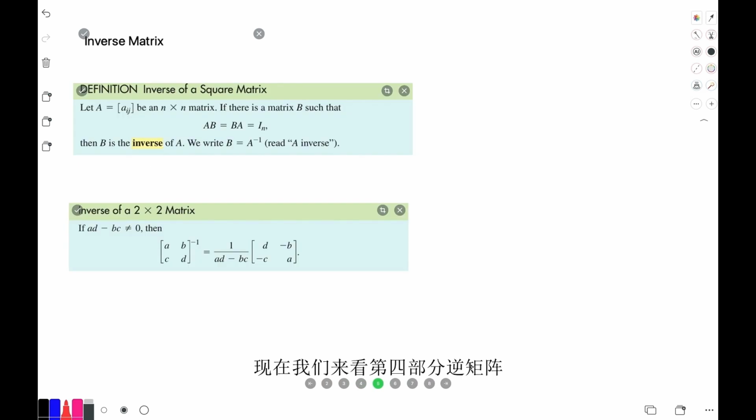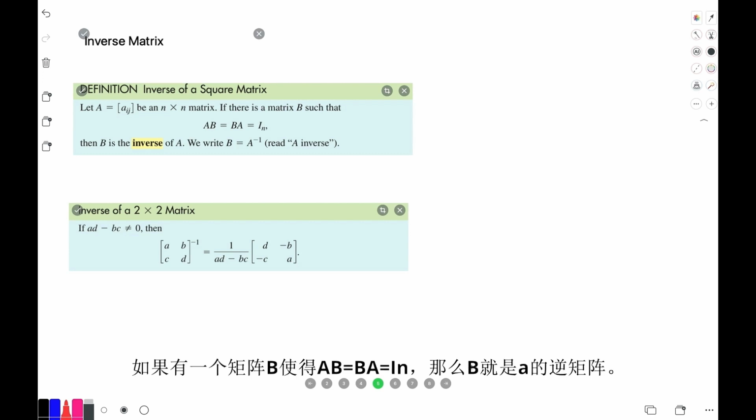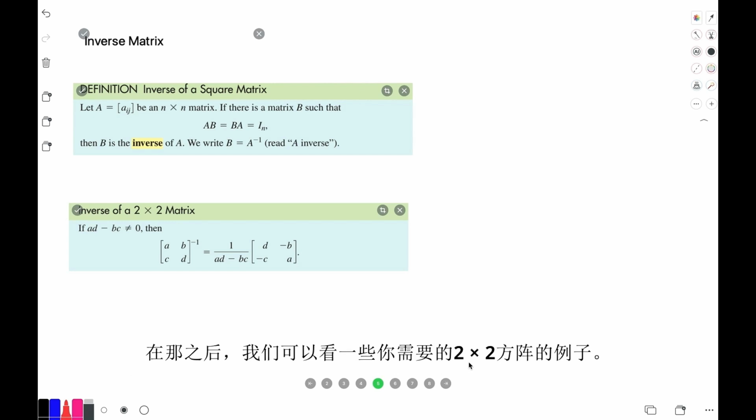Fourth part, inverse matrix. Let's look at the definition of the inverse of a square matrix. Let A be an n by n matrix. If there is a matrix B such that AB equals BA equals In, then B is the inverse of A.